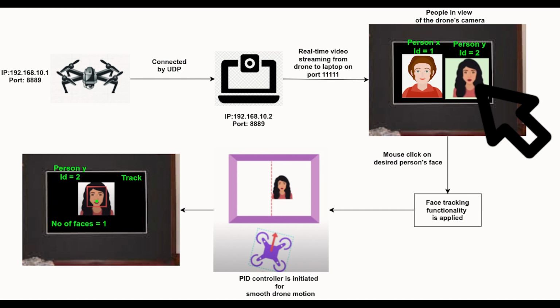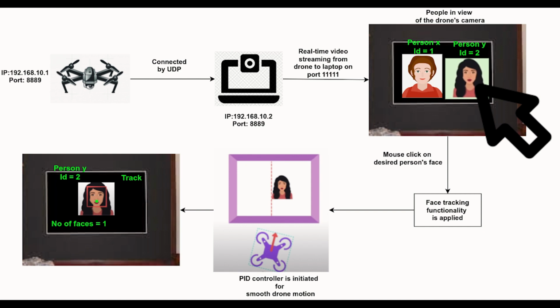The system architecture diagram represents how face tracking works. The steps are broken down into the following. So, as previously stated, the drone is connected to the local machine and streams video in real time. After the recognition phase, the user can track any known person by using the double left-click mouse event onto the face of the desired person. On clicking, the face tracking functionality is applied.